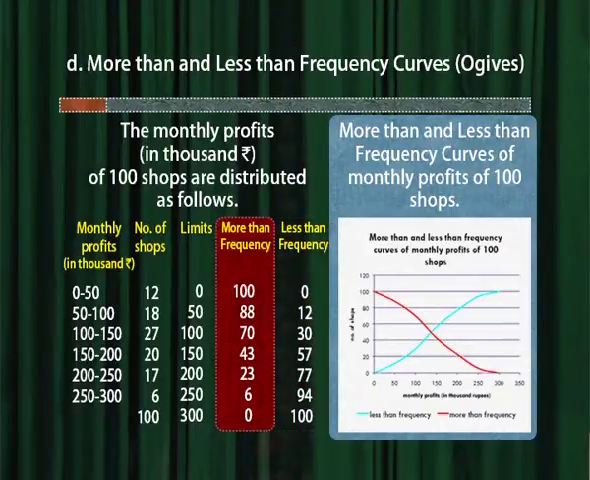Whereas for the cumulative frequency of more than type, we start with the total frequency, which is 100, and go on subtracting the frequency of the other classes one by one. This way we get the cumulative frequencies more than, which are 100, 88, 70, 43, 23 and 6 for different classes.